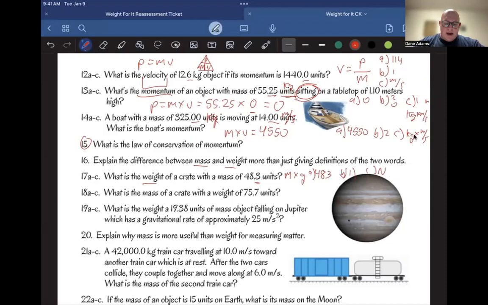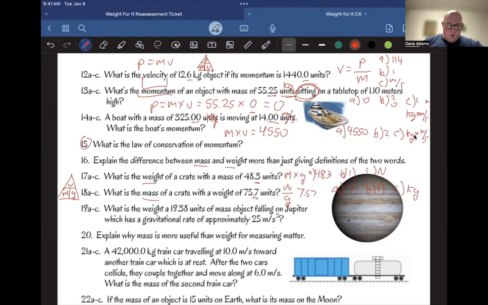Number 18 reads, what's the mass of a crate with a weight of 75.7? So my mathematical model tells us that to find mass from this equation, we're going to do weight divided by little g. So 75.7 divided by 10, that's 7.57. So to answer it like a test would want me to, I'll put 7 as my whole number. B would say I'm only allowed 1 decimal place. And C, my unit of mass is kilograms.